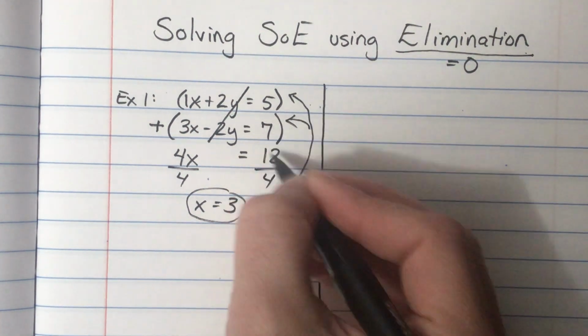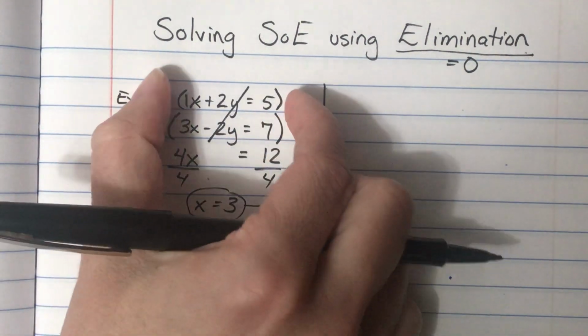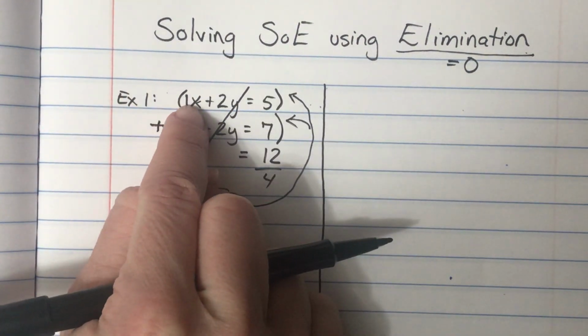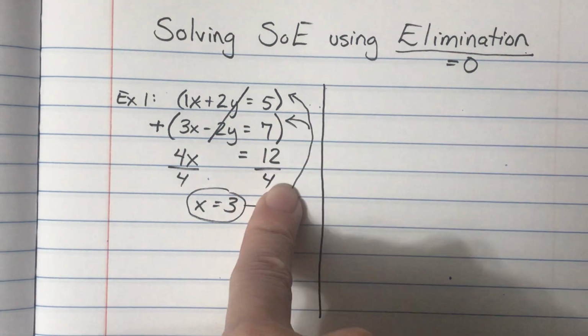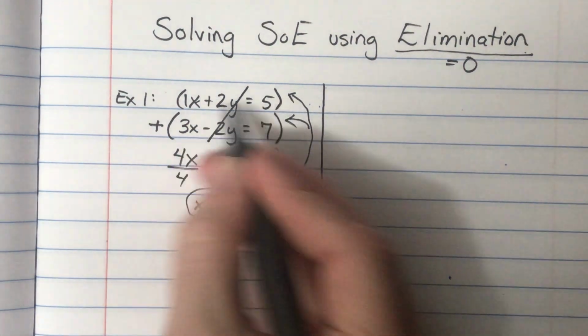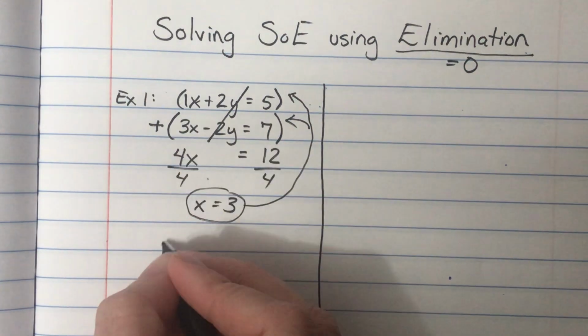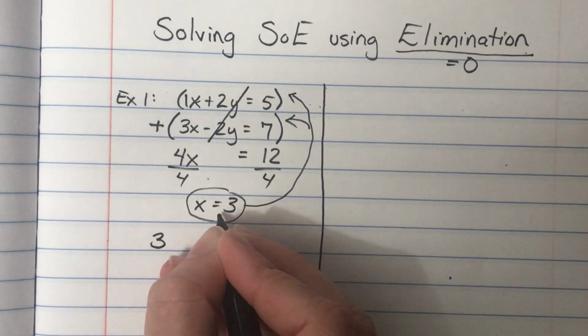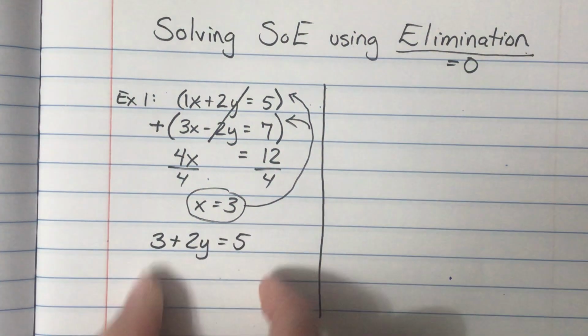It doesn't matter. You can choose your favorite one. Maybe choose the one that's easiest. In this case, I think the first one looks easiest just because it's got a plain x by itself. There was a 1 in front of that. But you could plug it into either one. So then we make the substitution step. I'm going to choose the first equation. Again, I could choose the second one. But with the first equation, it was 1 times x, or just x, so I plug in my 3, plus 2y is equal to 5, and then I'm able to solve for y.